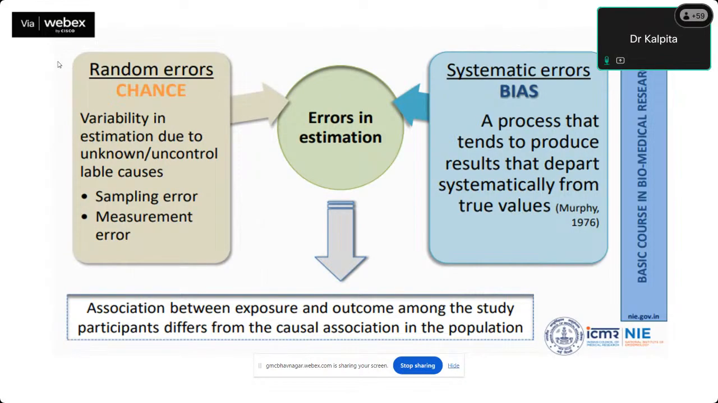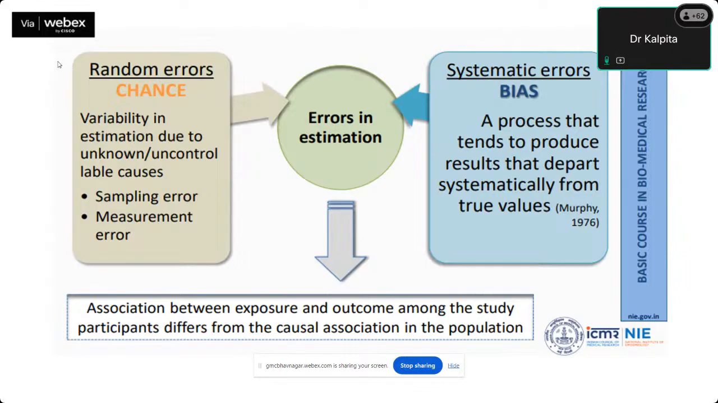Yeah, thank you. So there are two errors which we are going to check. One is the random error and the second one is the non-random error. So random error is by chance. Random error could be because of some sample size irregularities or wrong sample size calculation or some wrong measurements. And basically they could be due to unknown or uncontrollable causes.